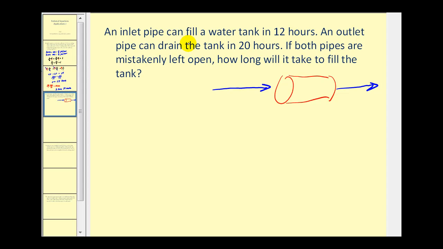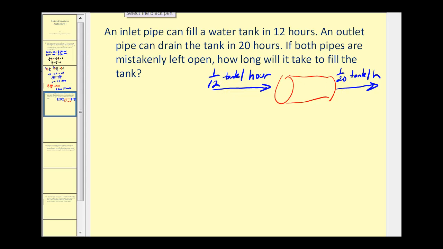If it takes 12 hours to fill the tank, the rate of the water going into the tank would be 1/12 of the tank per hour. And if it takes 20 hours to drain the tank, the rate of the water leaving the tank would be 1/20 of the tank per hour. So again, if we let t equal time in hours, we can write an equation to represent how much water would be in the tank at any time. In this case, they're working against each other, so this is the rate of the water going in, this is the rate of the water going out.